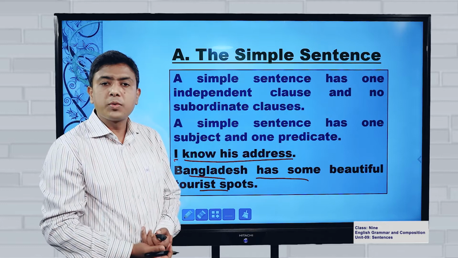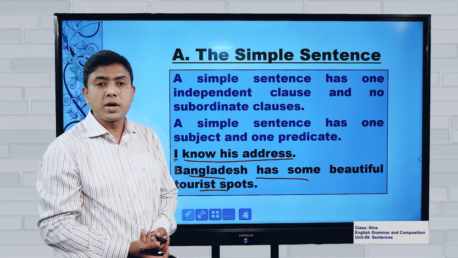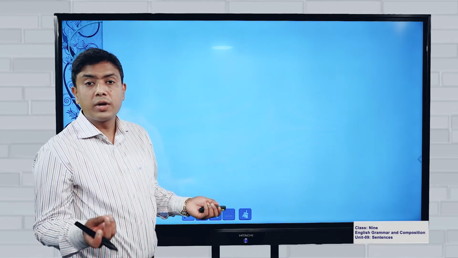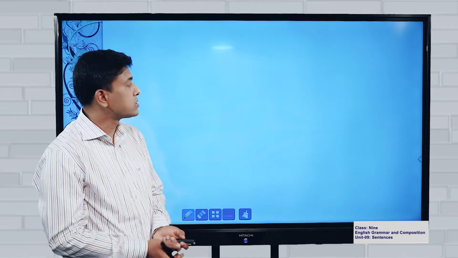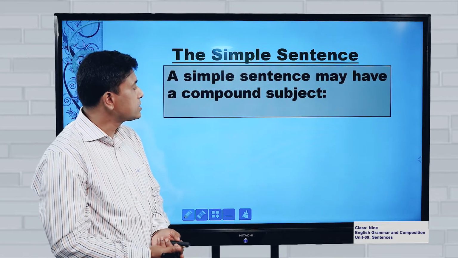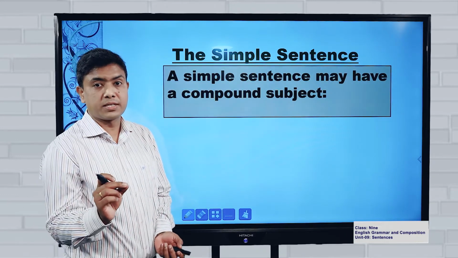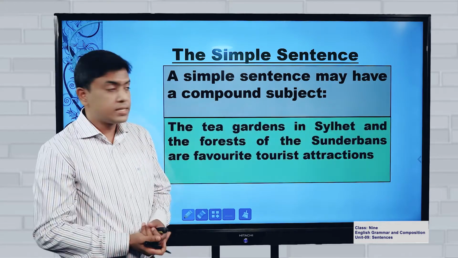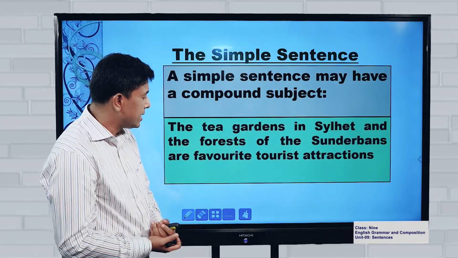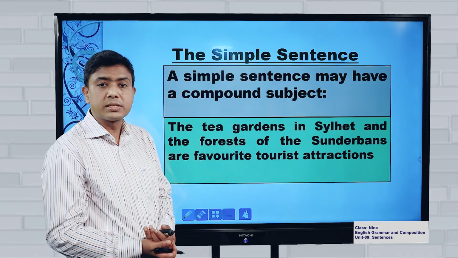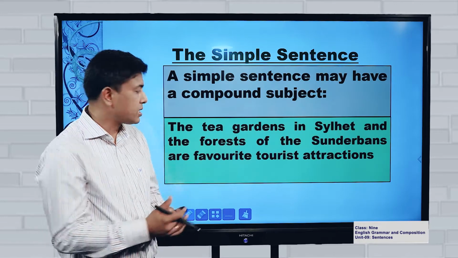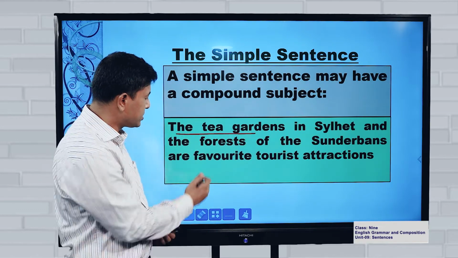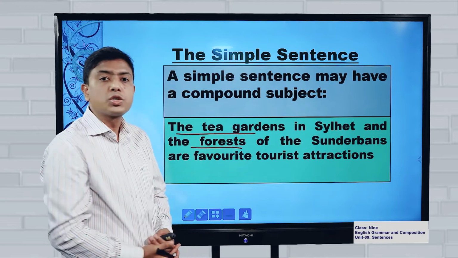In the next slides, I am going to discuss more about the construction of simple sentences. Now, dear students, have a look at these characteristics of simple sentence. First of all, a simple sentence may have a compound subject. Not only a simple subject, it can also have a compound subject. If you look at this example, the tea gardens in Sylhet and the forests of the Sundarbans, absolutely a compound subject. The first part is the tea gardens in Sylhet and the second part is the forests of the Sundarbans.